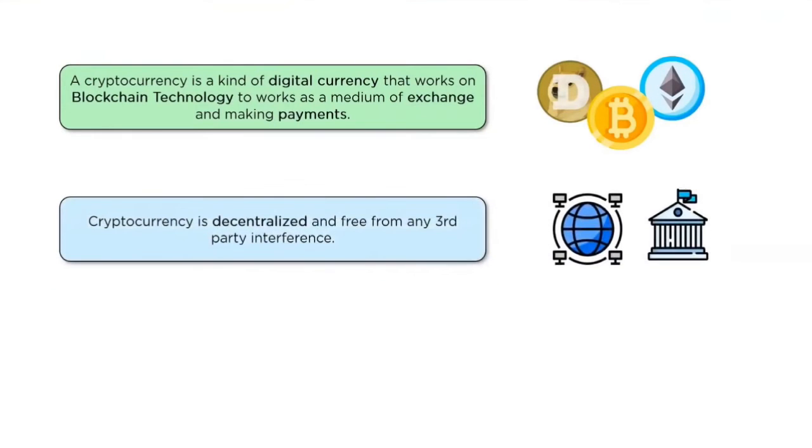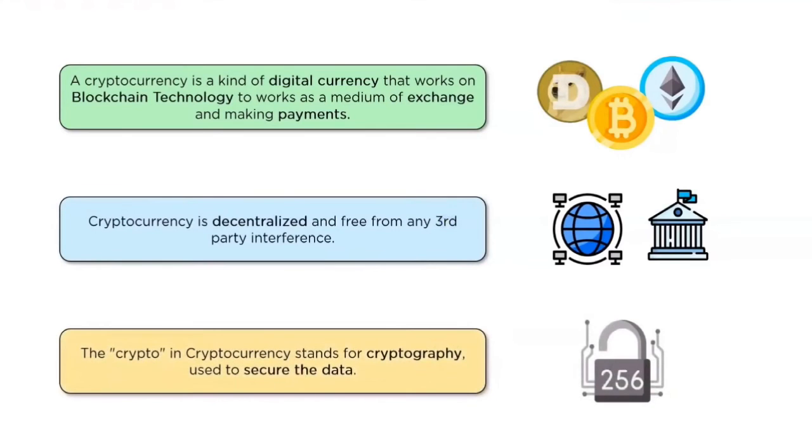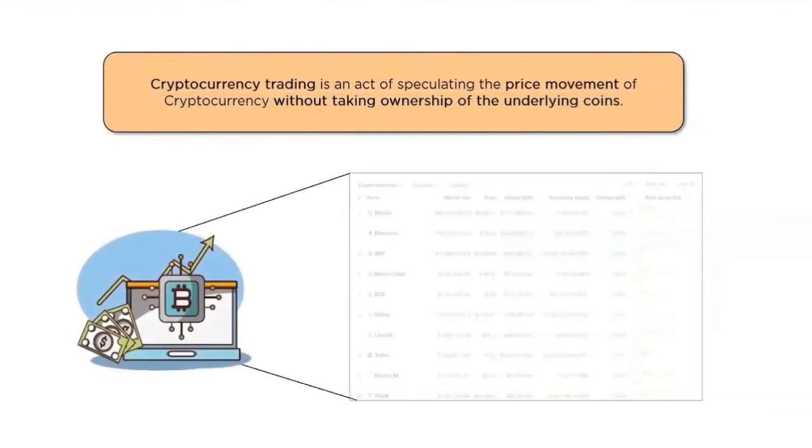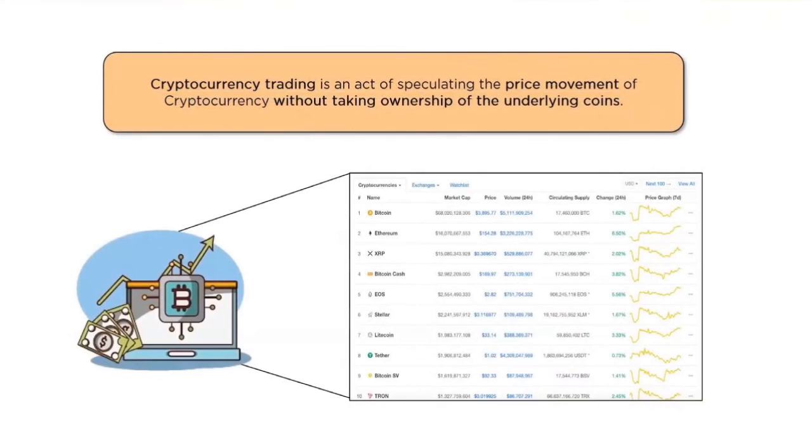Cryptocurrency is decentralized and free from any third-party interference, which means it is not issued or controlled by any government or central authority. The crypto in cryptocurrency stands for cryptography, which uses encryption and decryption to secure the data. Crypto market is where you can trade cryptocurrency.